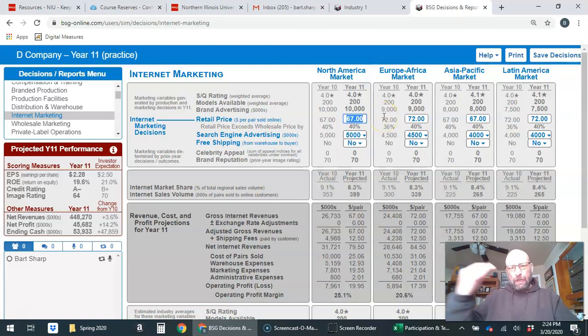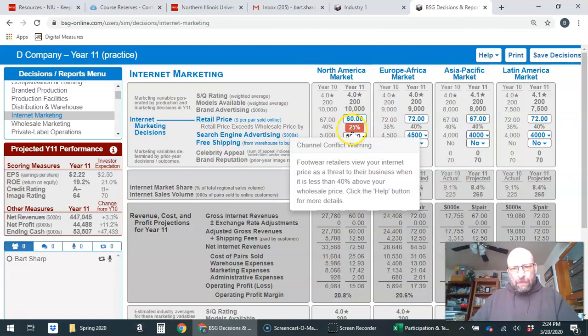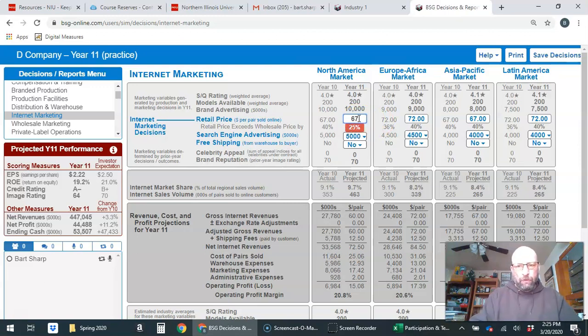As you're going through these screens, and again, you kind of have to bounce back and forth among some of them, you can actually see it'll give you some warnings in certain situations. So let's say in North America, I'm going to lower my, well, right now it's telling me at a retail price of $67, that's exactly 40% over my wholesale price. If I lower this to 60, it's going to give me a red warning that says, hey, you're going to upset people. You are conflicting your channels. You're going to upset the retailers, which might lead fewer of them to carry your product. So keep that in mind. You'll get those warnings to help.